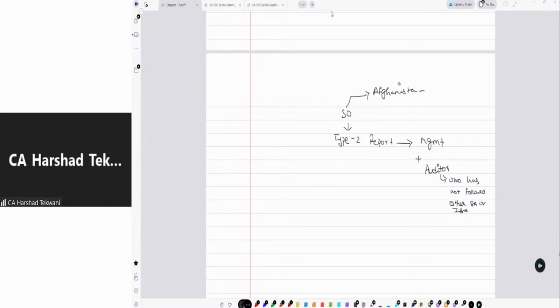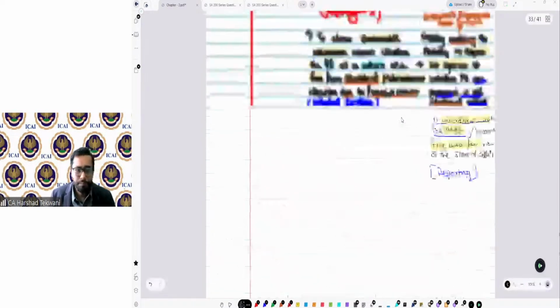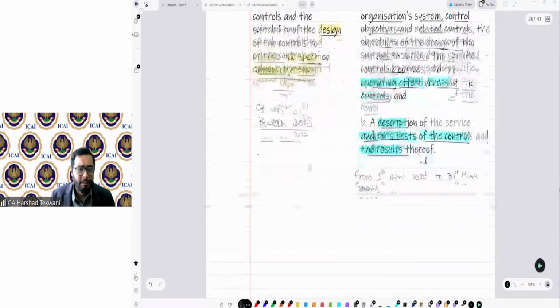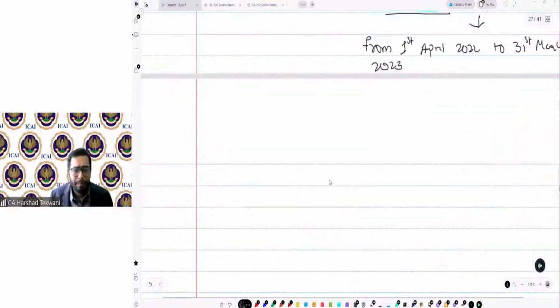Come on, guys. Do you think the type 2 report can be relied on directly? I would say no. I cannot rely on the type 2 report directly in this case. If that is the case, I cannot rely. What should I do then? The question is, if I cannot rely on the type 2 report directly, what should I do?